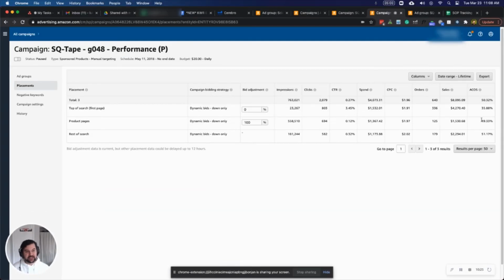But in this situation, we can see that ACoS here is 89% versus the 35% for the top of first page placement. So I would go ahead and immediately turn this down.